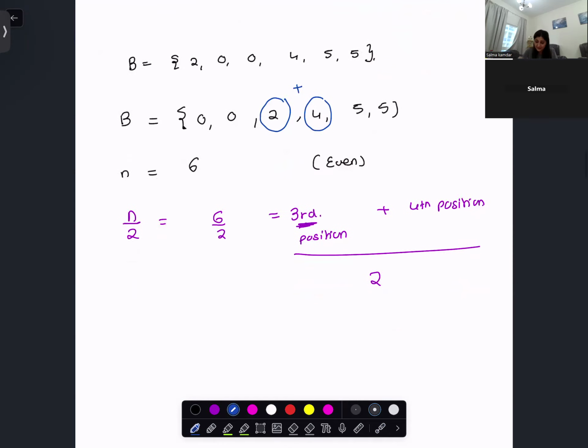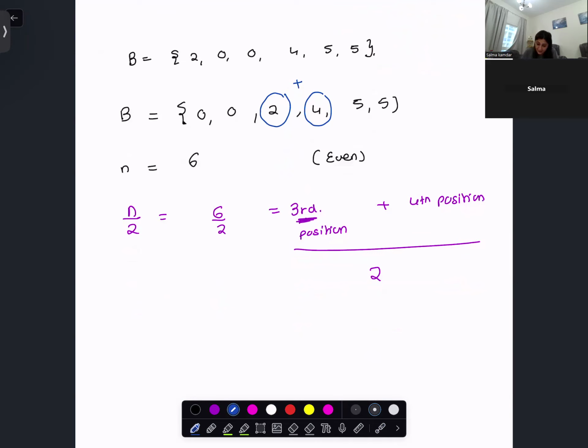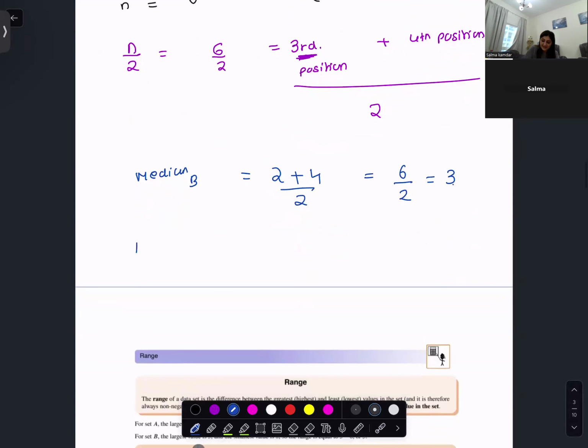Let's do it so that it becomes very clear. So when I'm taking my median, the value of my data in the third position is 2. The value of my data in the fourth position is 4, divided by 2. That is 6 divided by 2. And I would say the median of set B is nothing but 3.